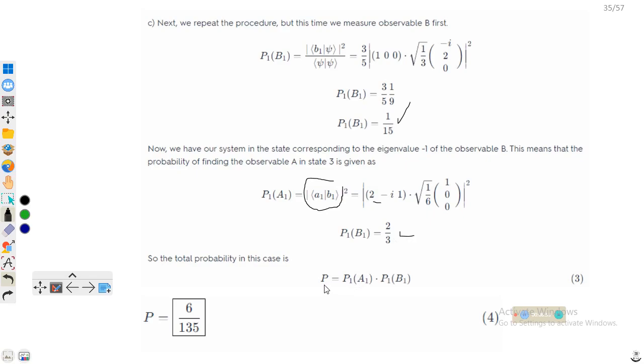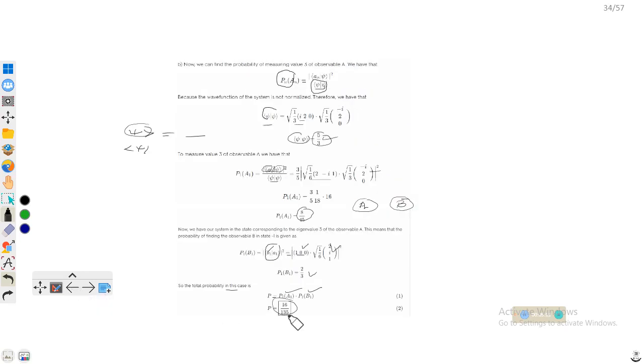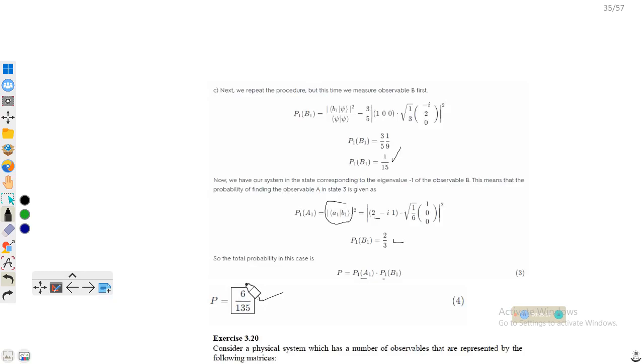Again, finding the total probability of the independent events, which is the product of the probabilities, it gives us the probability of b1 times the probability of a1, which is equal to 6 over 135. Okay, so we have found the total probability in the first case, 16 over 135, and in the second case, 6 over 135. It means both probabilities are equal. So finding observable a first then b, or b first then a, does not influence our findings. It means both are commutable, compatible.